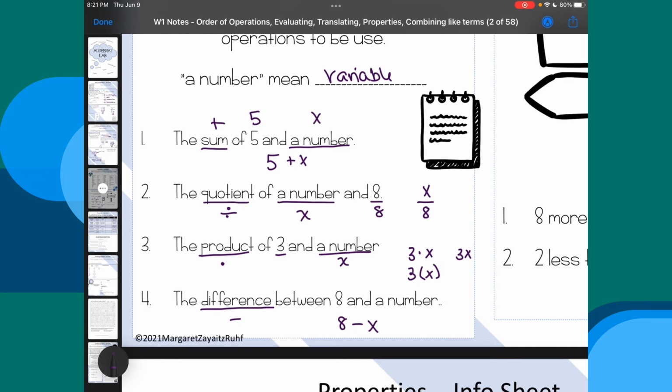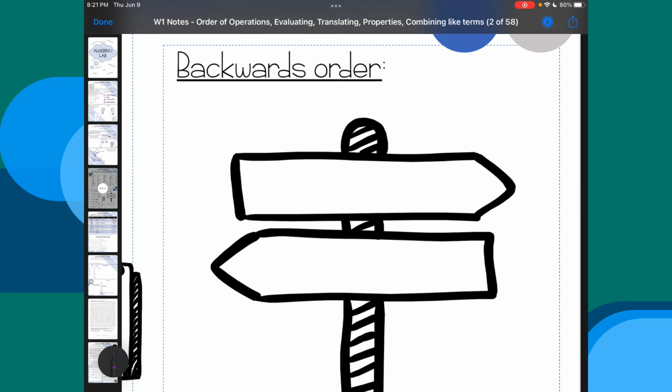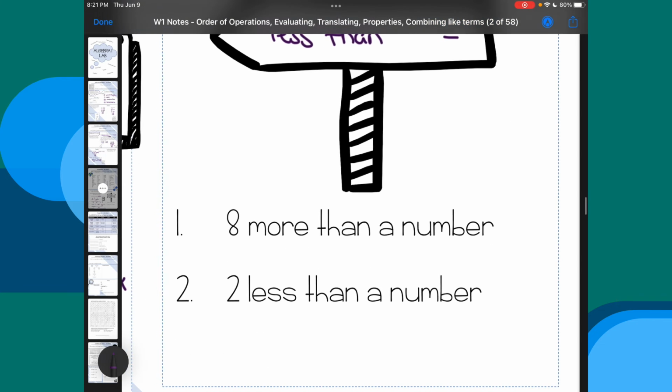There's only 2 exceptions to this rule. These 2 go in the backwards order. So they don't follow the English sentence, they go the other way. When we have more than, that means that we're going to add, but we're going to add in the other direction. And less than. Less than means we're going to subtract. We're going to subtract in the other direction.